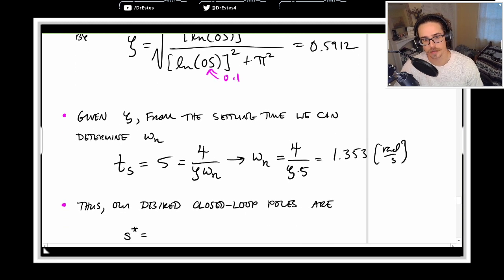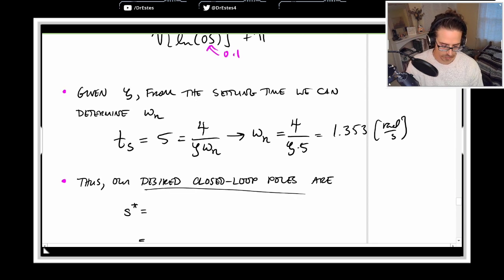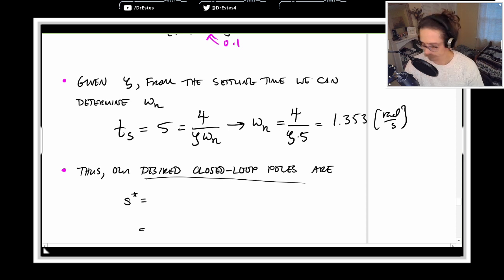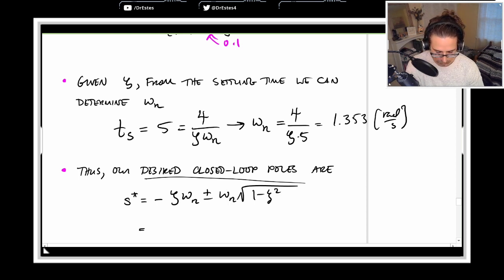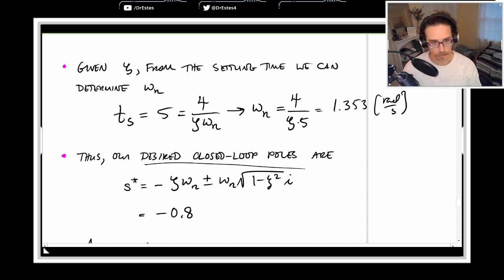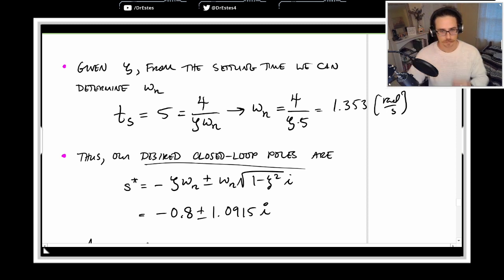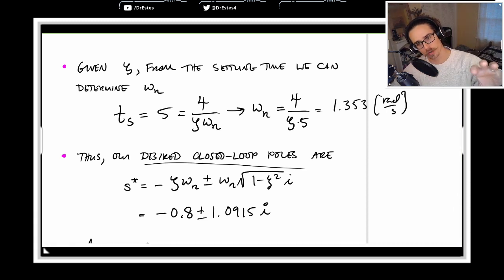All right, so we have the natural frequency, we have the damping ratio. So our desired closed loop poles, let's call it s star. This is a common variable for desired poles. This is the standard notation for a pair of complex conjugate roots. And if you plug in the numbers we have above, we have this: minus 0.8 plus or minus 1.0915i. So if I can get my closed loop poles to be here, I'm going to have that settling time of 5 seconds and that overshoot of 10%.